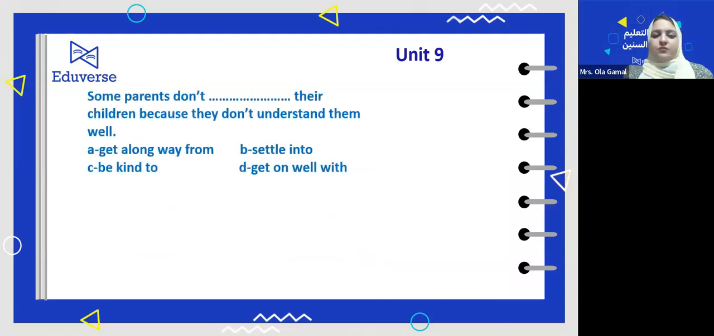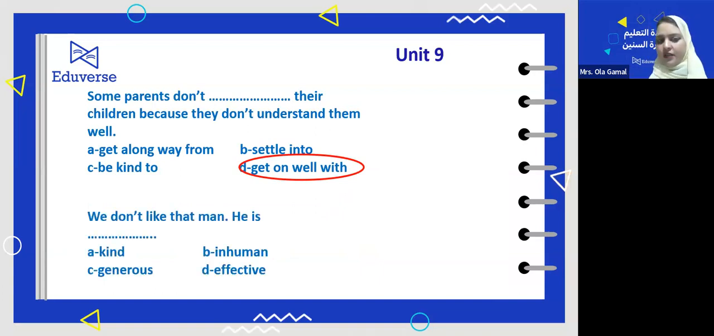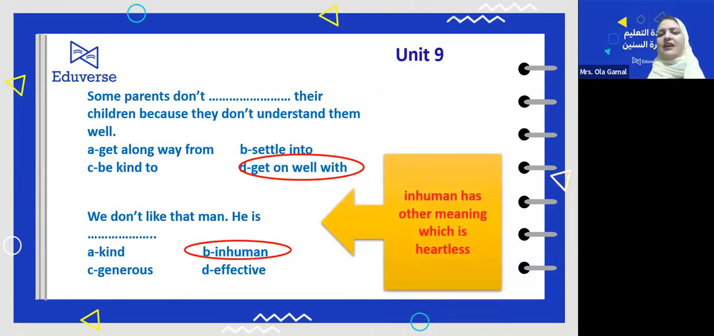Parents don't want their children because they don't understand them well. We'll try to find the answer here. Yes, get on well with. Get on well with means to keep in touch with your child. We don't like that man. He is what? If you don't like somebody, he is kind, generous, inhuman, or effective. Of course, inhuman, because inhuman means he is heartless. He's a bad man. So inhuman has the other meaning, which is heartless.